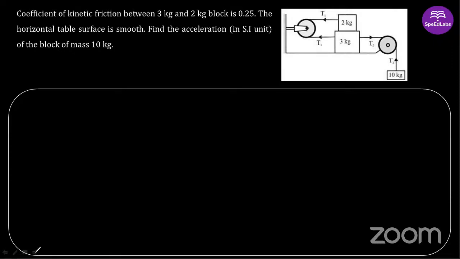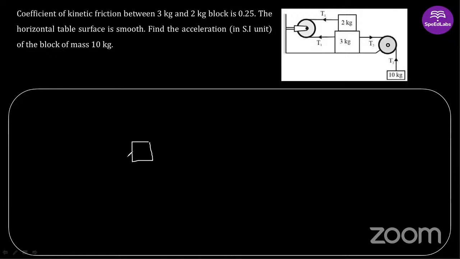Next question: the coefficient of kinetic friction between the 3 kg and 2 kg block is 0.25. The horizontal table surface is smooth. Find the acceleration of the block of mass 10 kg. We need to find the acceleration of the block which is 10 kg. All the forces, T1 and tensions and everything, are shown. So now just think, the kinetic friction between 2 and 3 is 0.25. So what is the friction which can act in this?